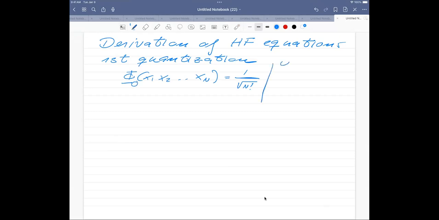So that means that we have a single particle state phi 1 for particle 1, and then we have phi 2 of x2, and this goes all the way down to phi n of x1. And then we have phi of xn, and this goes all the way down to phi n of xn. So this was the Slater determinant which we used.